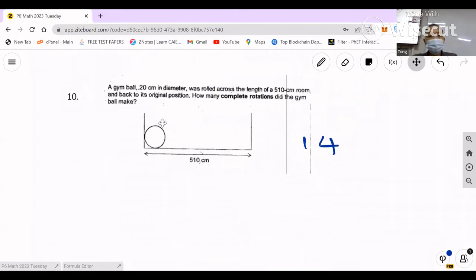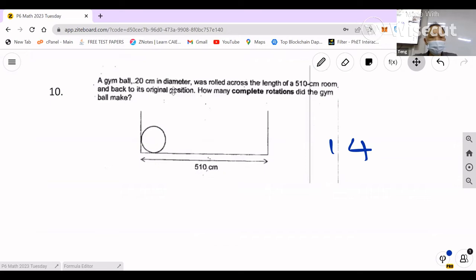So question 10 looks not that bad. The gym ball, 20 cm in diameter, was rolled across the length of 510 cm and back. So how many complete rotations did the gym ball make? So you must find the circumference. So it goes here and then back to the original position. Now because it rolls back to the original position, what is the distance it travels? One more time. Because it rolled back to the original position, what is the distance it travels?